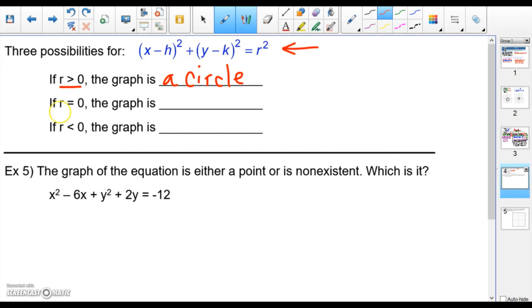But if r equals 0, imagine what you would have if you had a circle of radius 0. You'd have a center, and then radius 0, well, that's just a point. So if r equals 0, we would be talking about a point, not a circle. And then the third possibility, if r was less than 0, imagine trying to draw a circle with a radius that's negative. That doesn't really make sense. And so we would say the graph is undefined or non-existent.